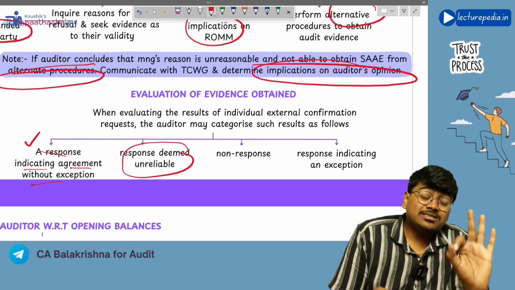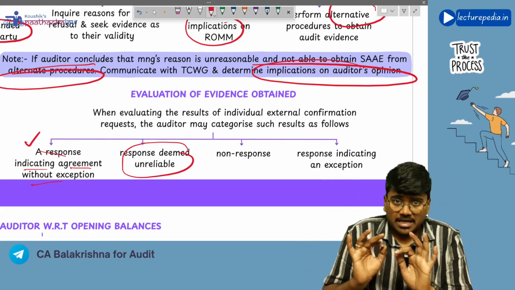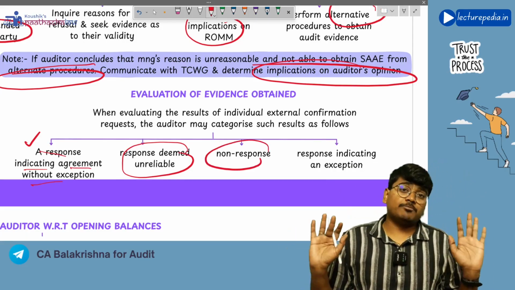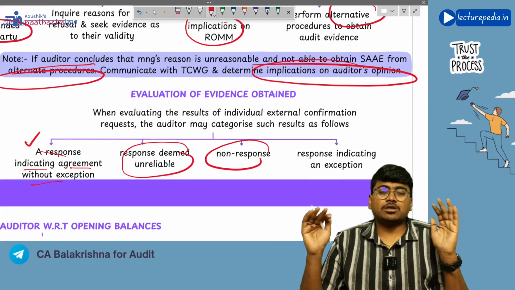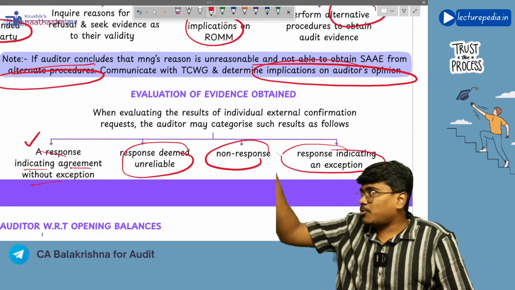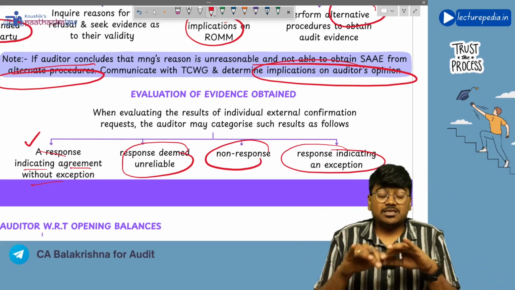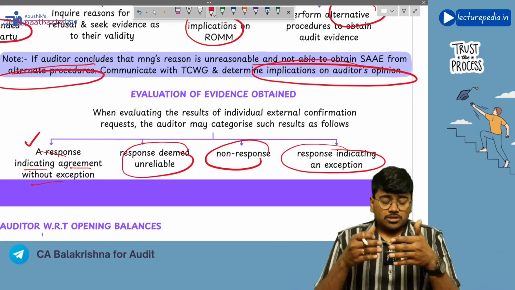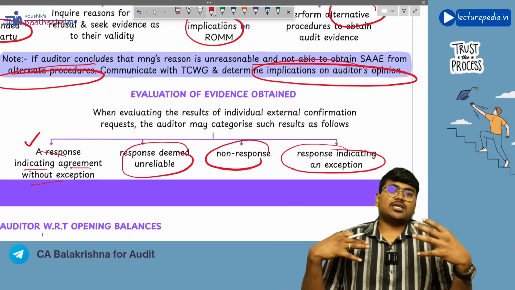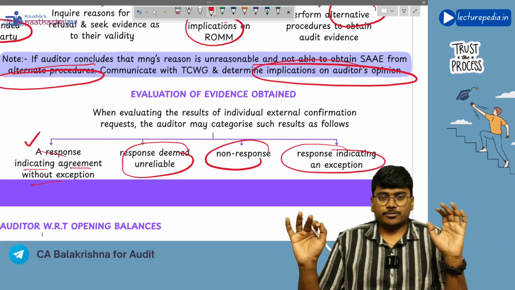Next, response deemed unreliable. You are having some doubt about the response. It is matching, but there is a doubt. That is the second category. Next, non-response. You haven't received a response at all. That is the third category. Finally, response indicating exception. The response you got is not matching with the actual amount in the books of accounts. These are the four categorizations that you will make while evaluating the responses that you have got with respect to the external confirmation request.